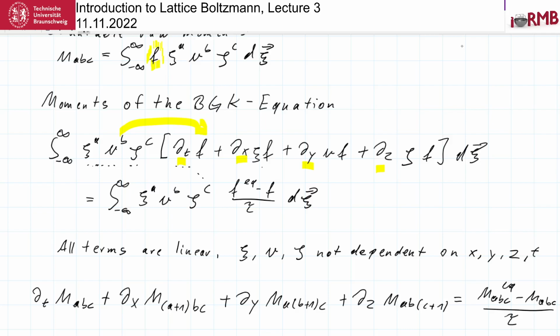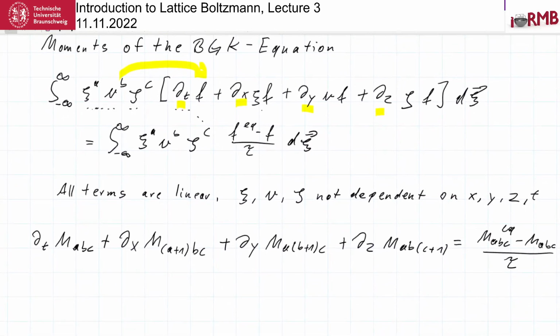Now we see that the time derivative of one moment depends on the spatial derivatives of other moments, by the way, moments of higher order. And this is what we call the hierarchy of the moment equations.